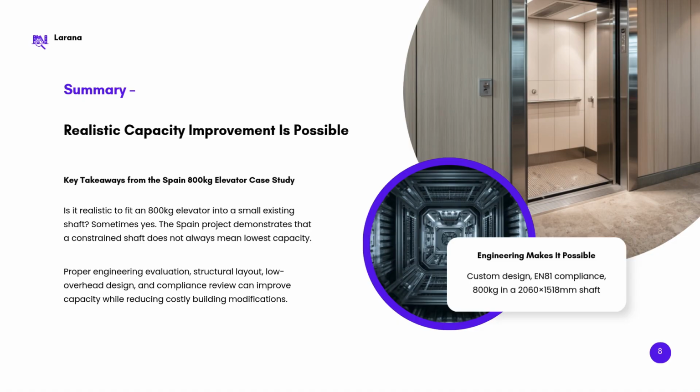Buyer checklist: if you are planning an elevator project in a constrained building, do not start only by asking, what load capacity do we need? Instead, ask, what are the exact shaft dimensions? What is the available overhead height? Is roof modification possible or too expensive? What pit depth is available?